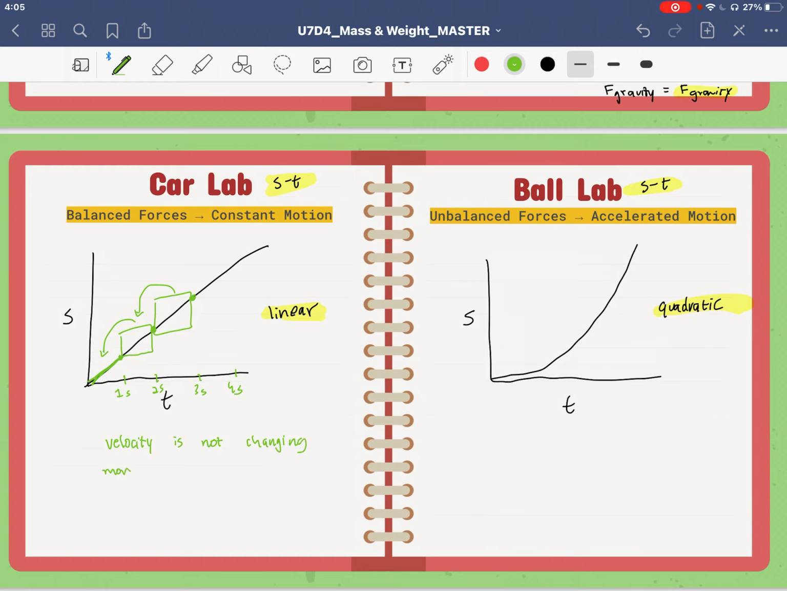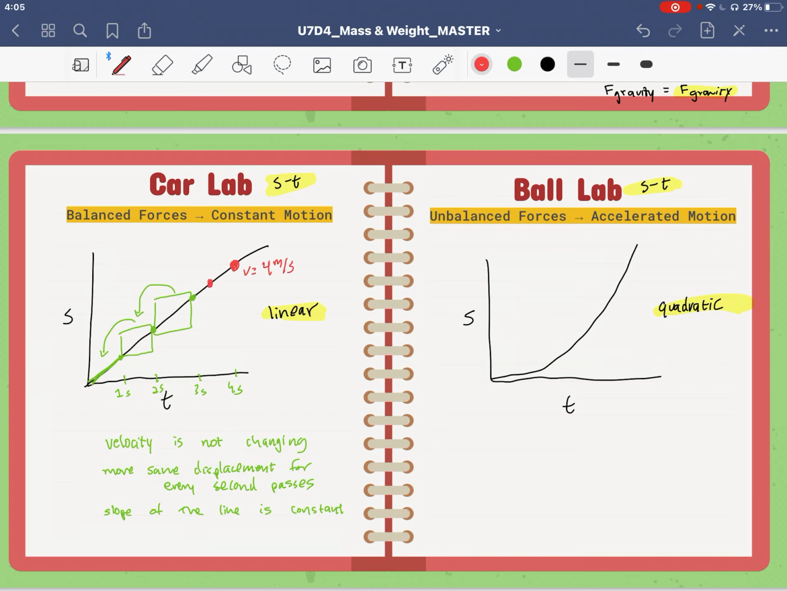We move the same displacement for every second that passes. The other thing I notice is that the slope of the line is constant. So my slope, which corresponds of course to velocity, whatever my slope is here, let's say, I don't know, my velocity equals 4 meters per second.